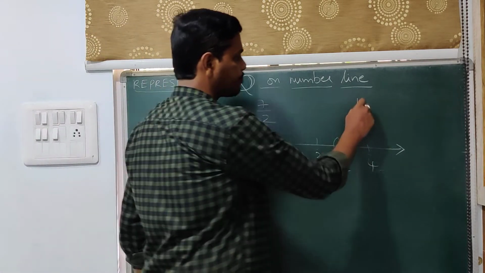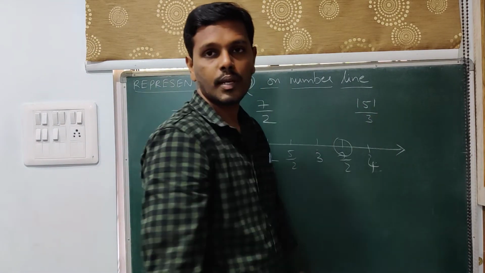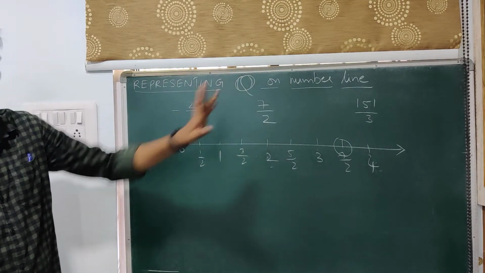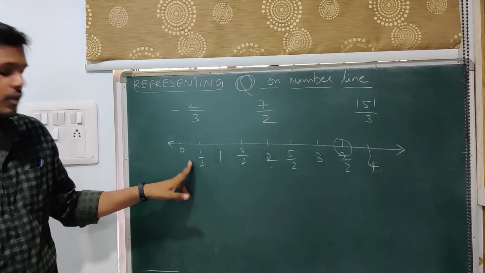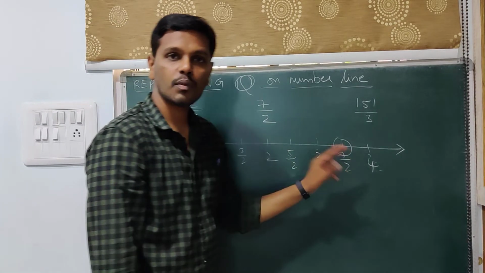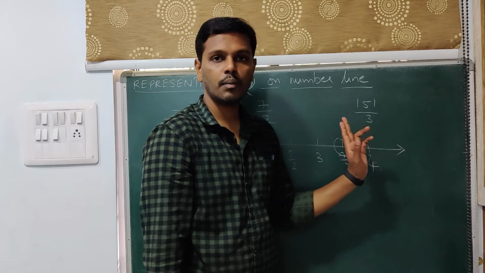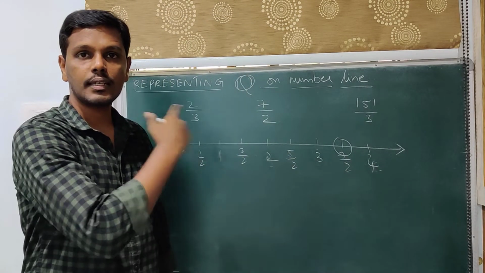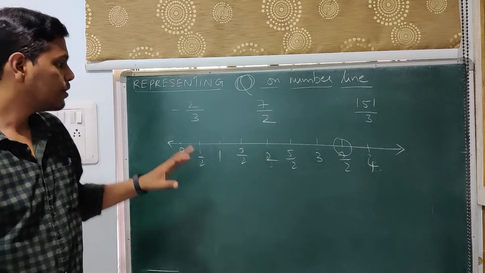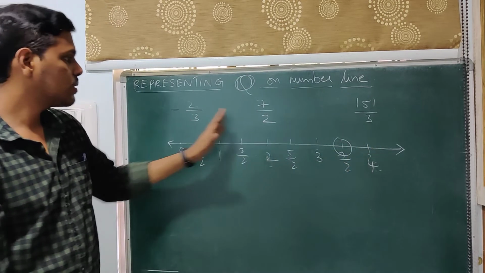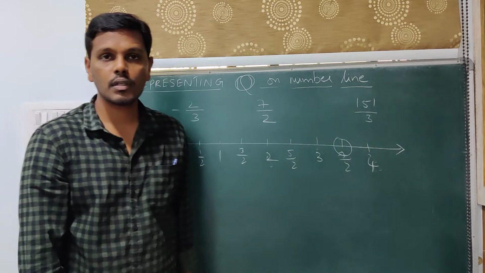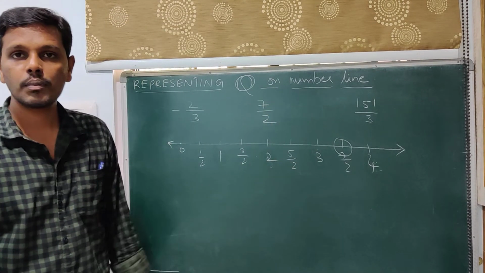Suppose you have 151 by 3. If you follow this method, you have to write 151 numbers: 0, 1 by 3, 2 by 3, 3 by 3, 4 by 3, 5 by 3, 6 by 3, and you have to continue till 151 by 3. That process is a bit tedious and less effective. If the numbers are simple, you can use it; it will be effective when the numbers are simple. Whereas if the numbers are of this kind, it is a tedious process.